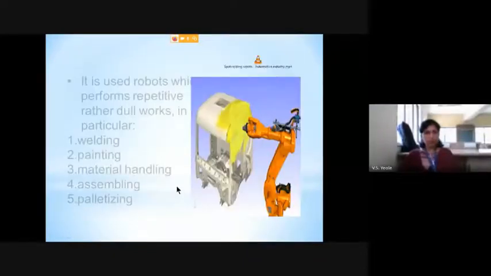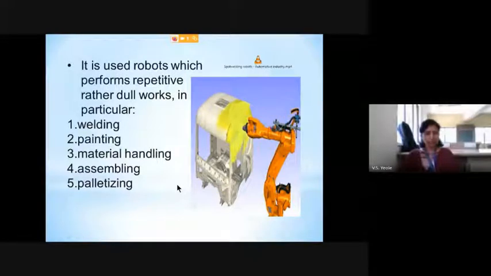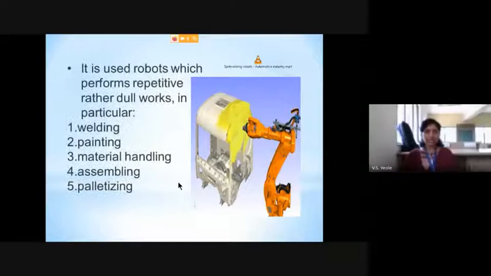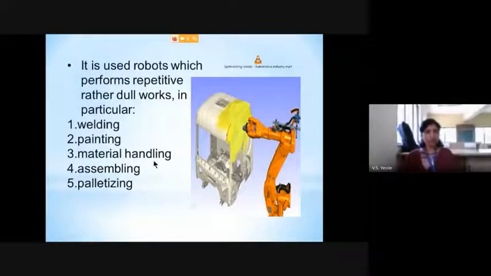This type of servo motor is used in applications where repetitive motion is required, that is welding, painting, material handling, assembling and palletizing. So again, I will show you one video in which this servo motor is used in robots, and that robot is used for welding in the automotive industry.